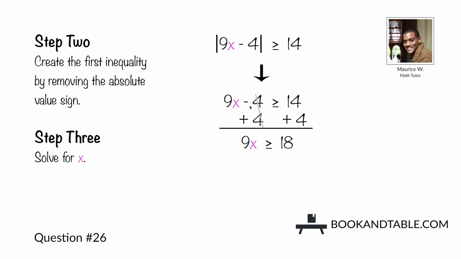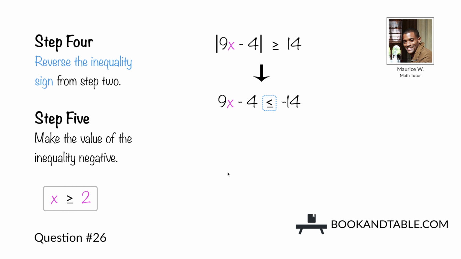So we're going to add 4 to both sides, leaving you with 9x on the left side and 14 plus 4, which is 18 on the right side. We get rid of this coefficient 9 by dividing both sides by 9, leaving us with x is greater than or equal to 2. So the first part of our answer is x is greater than or equal to 2. We put that to the side.